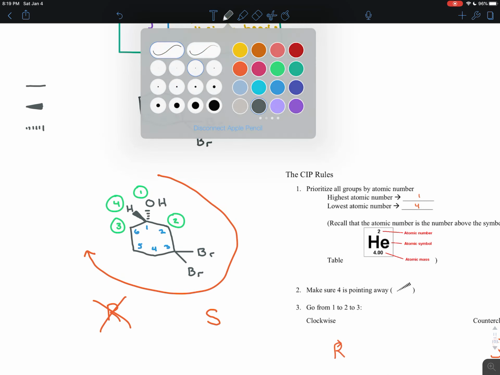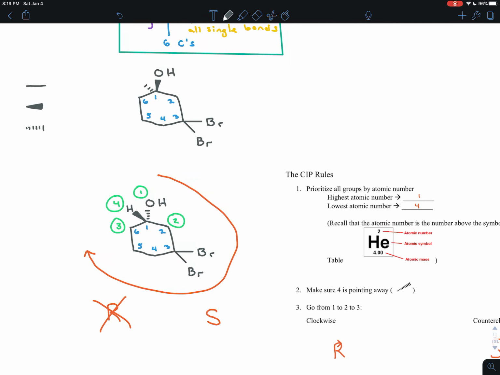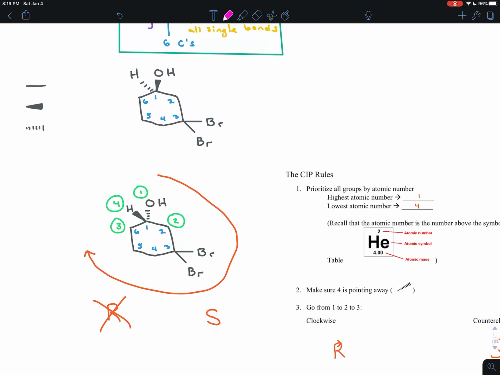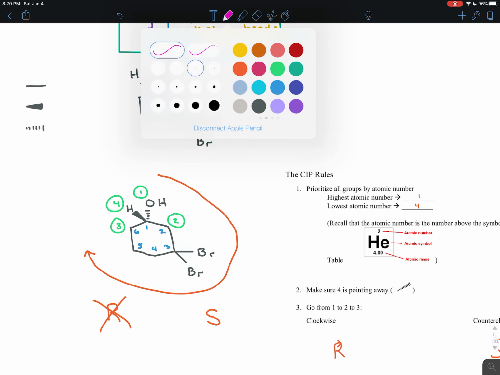Compare that with this other arrangement. Let's draw this in. Notice that the hydrogen here is going to be going away because at this chiral center we had 2 bonds in the plane, 1 coming out at us, so the other one has to be going away.